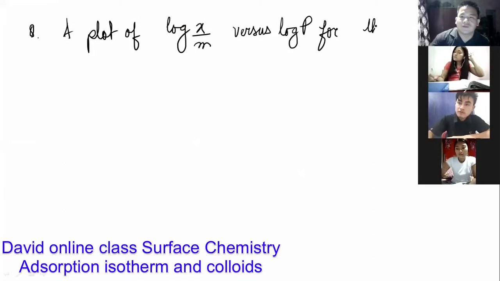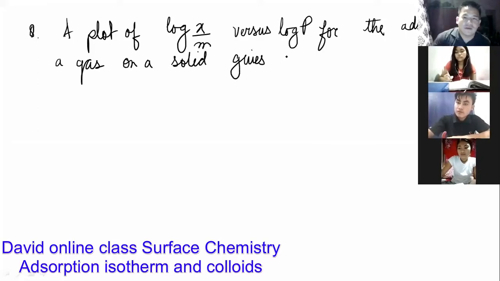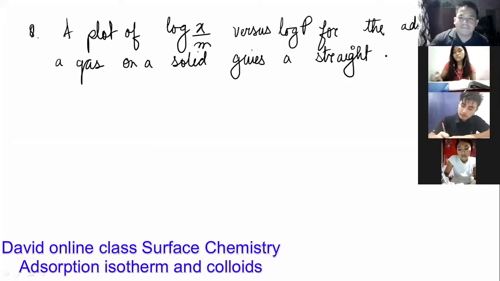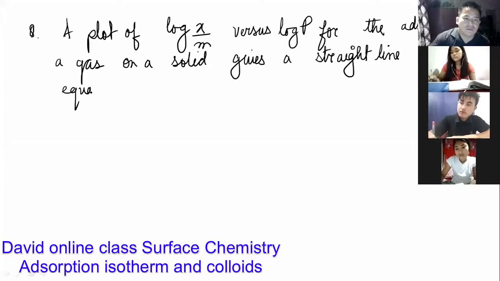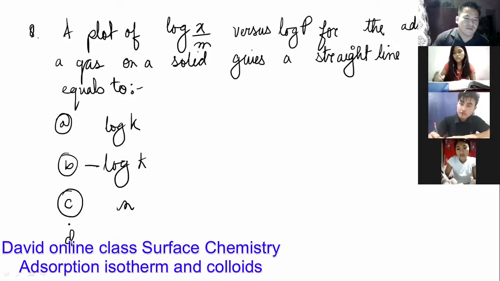The adsorption of a gas on a solid gives a straight line with a slope equal to: option A log k, option B log k minus n, option C small n, option D 1 by n.